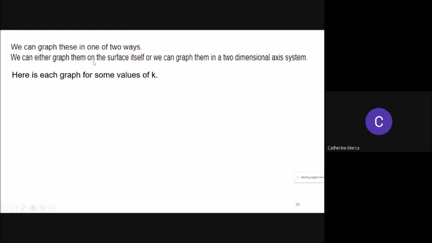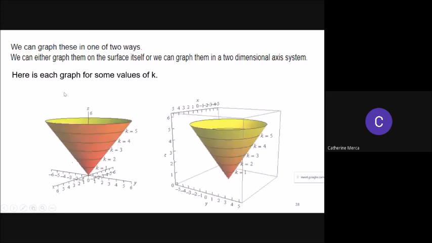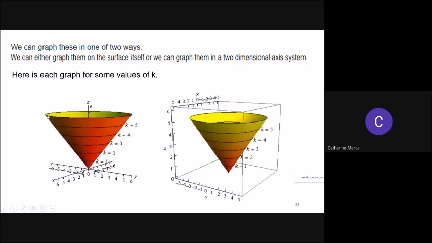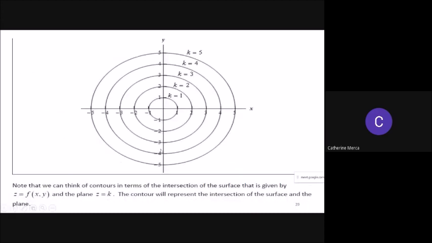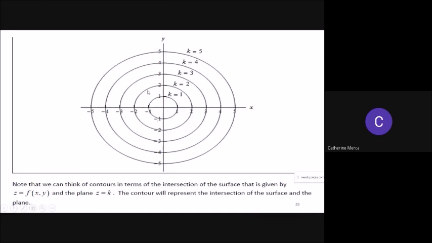So you can either graph them on the surface itself or you can graph them in a two-dimensional axis system. So ito yung graph niya. Ito siya at k equals 1, hanggang dito lang yung cone ninyo. At k equals 2, nandito yung cone. K equals 3, di ba? Kanina, alam naman natin na cone siya. K equals 5, ganyan. Or pwede na kung tingnan yung level curves nyo, kung nasa top portion lang kayo magtingin, ganito yung itsura niya. Concentric circles lang ang makikita ninyo. Yes, ito. K equals 1 yan. K equals 2 yan.